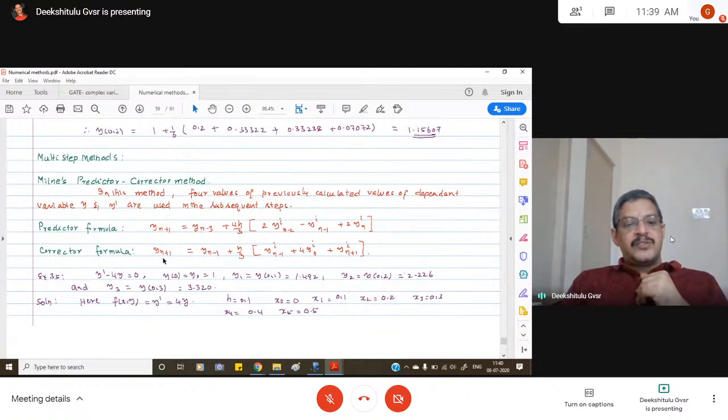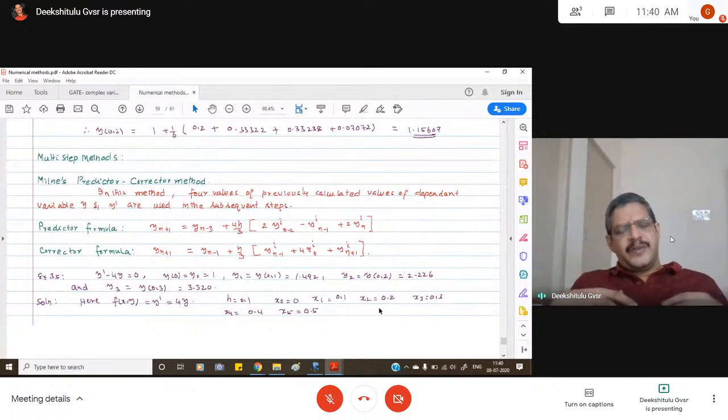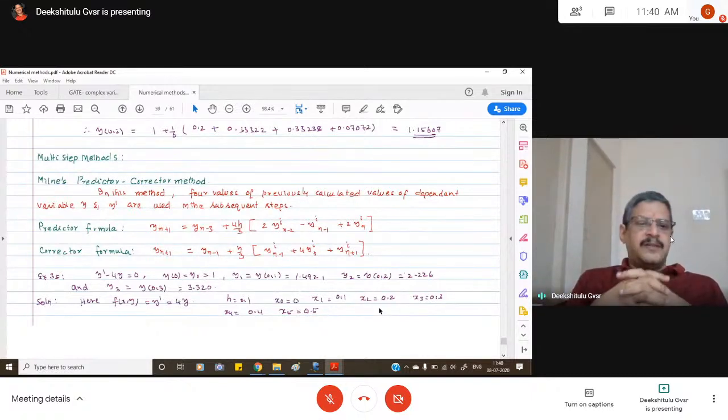In the corrector formula also, y n plus 1 is characterized in terms of y n plus 1 itself, y n minus 1 and so on. So that's why these methods are called multi-step, and we don't need much more discussion than this. That's enough, so straight away we go to problems.